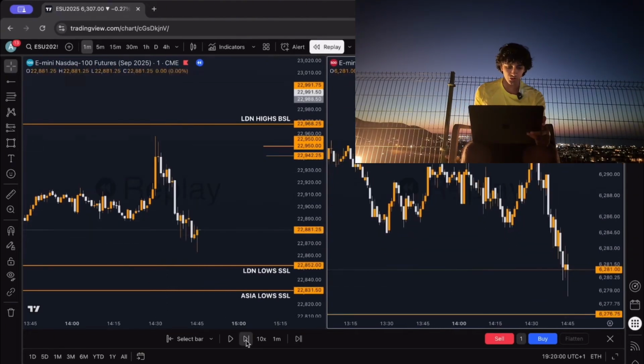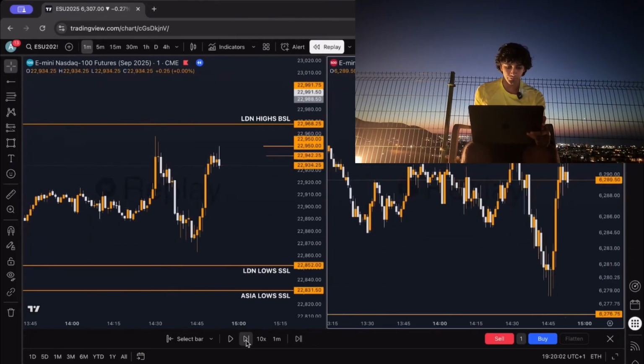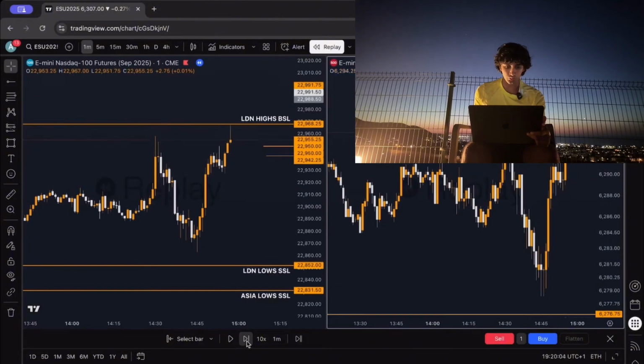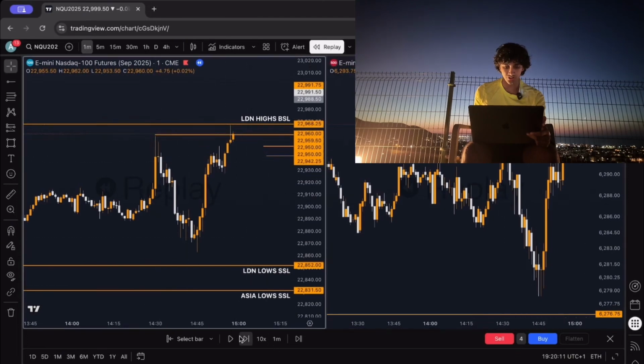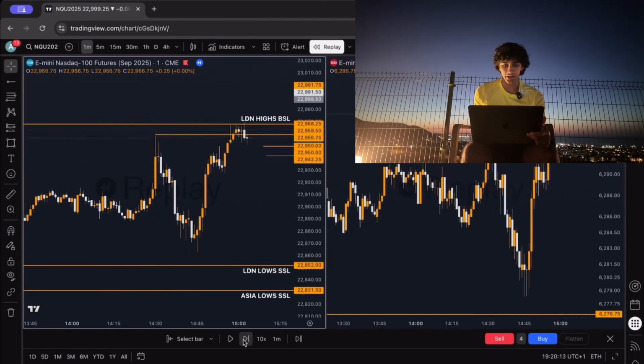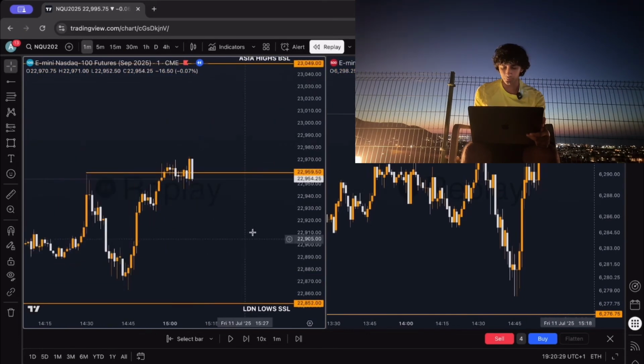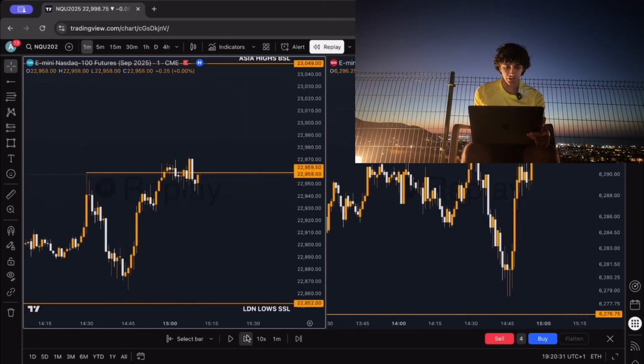Price went down for London lows, however we didn't take it, and coming into macro we saw price come up and take out the New York opening price and London highs on NQ. So therefore we had an SMT between NQ and ES. So price went on to just consolidate around this area.